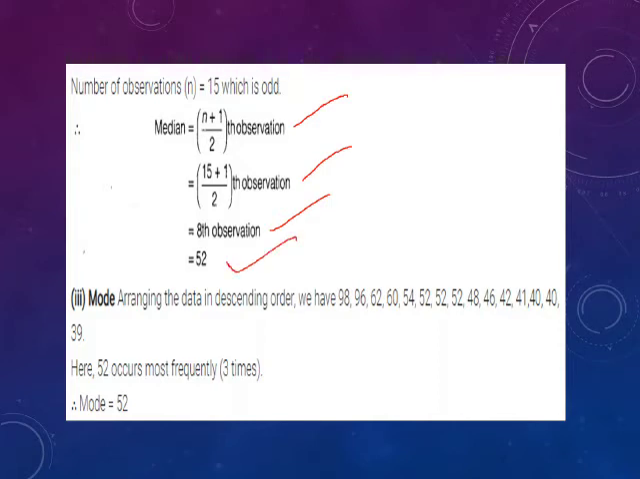Then mode. Mode is the most frequently occurring digit. Here 52 is repeated 3 times. So here the mode value is 52.